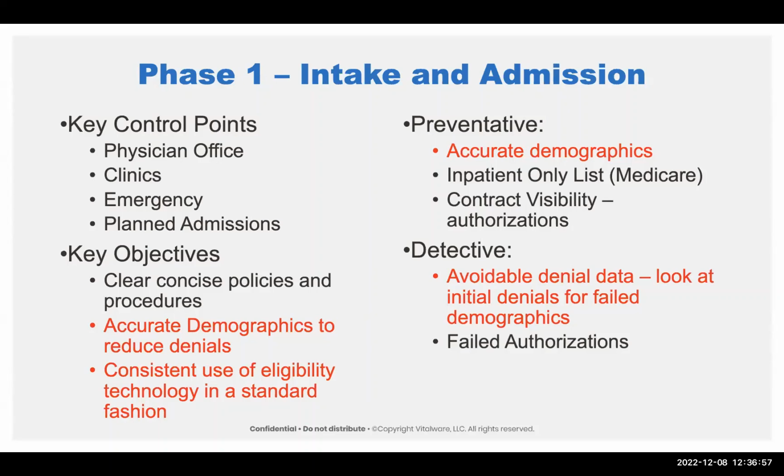Contract visibility. This is one thing that I see all the time. Contracts are not shared with the appropriate people, or the contract management cards, the cheat cards that we use in patient access, they're not up to date. So maybe it says this patient doesn't require authorization for this procedure on the card, but that was 2 years ago, and now they do. So making sure the visibility is correct. Detective, avoidable denial data. Look at the initial denials for failed demographics and just work with that.